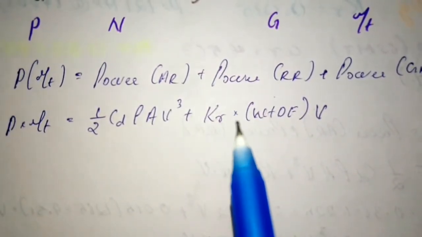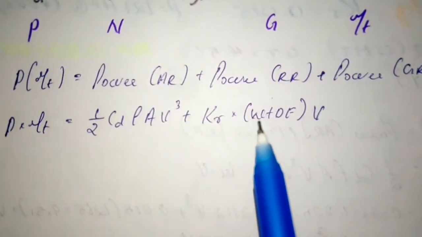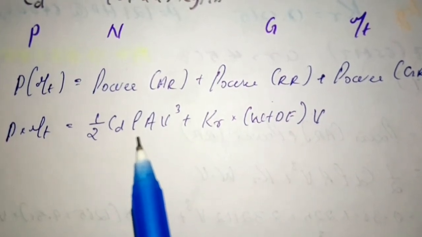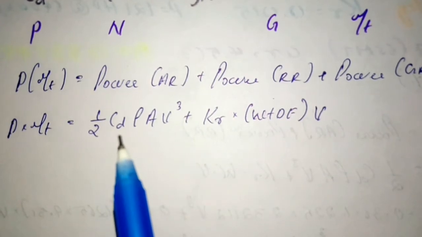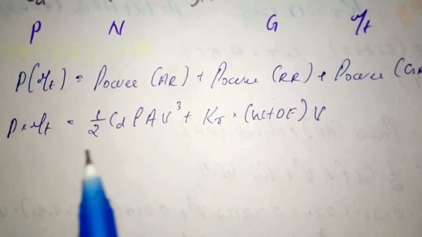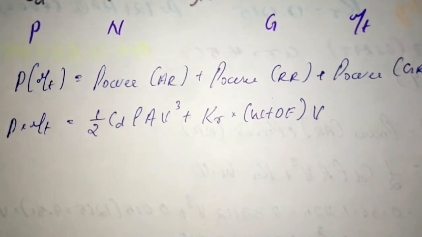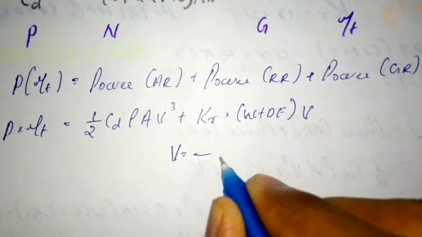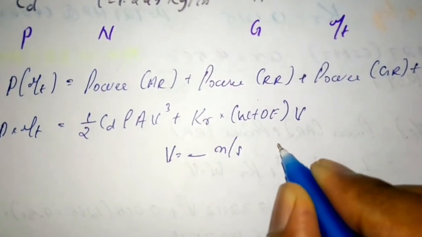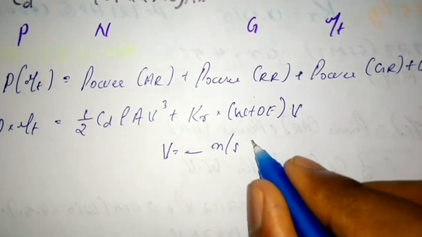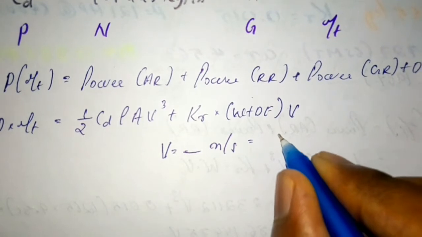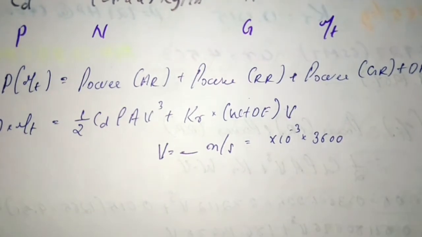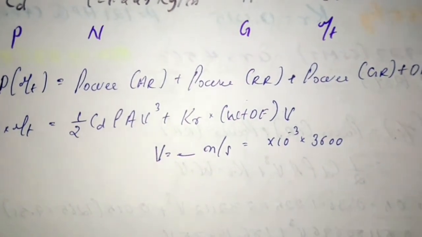So we will be able to find the top speed. You must notice that W plus DF is in newton, rho, which is density, is in kilogram per meter cube, A is in meter square, CD is a constant, and power is in watts. So we will get V in meter per second. We just need to convert it into kilometer per hour, so we multiply by 10 raised to minus 3 into 3600. So we will get 18 kilometer per hour.